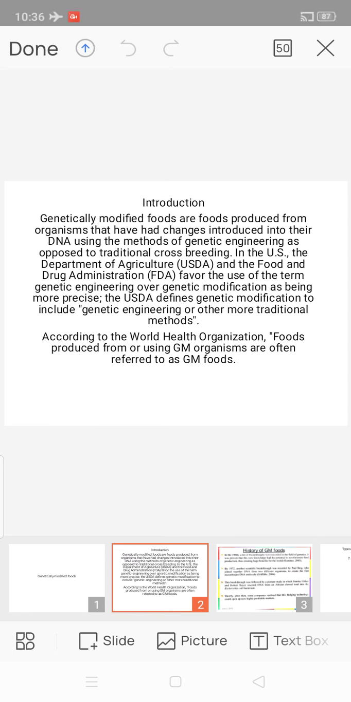The USDA defines genetic modification to include genetic engineering or other more traditional methods. According to the World Health Organization, foods produced from or using genetically modified organisms are often referred to as genetically modified foods.